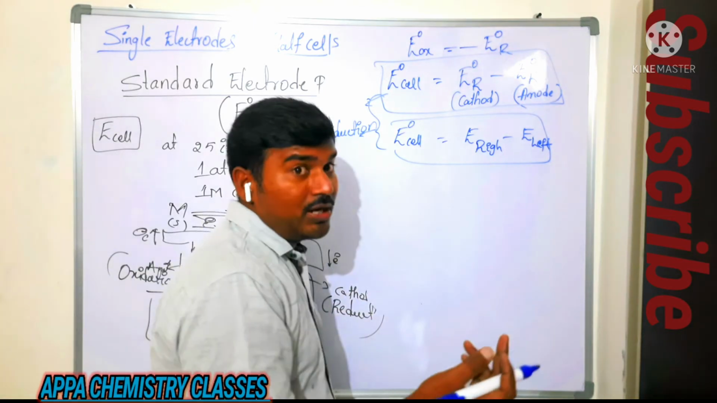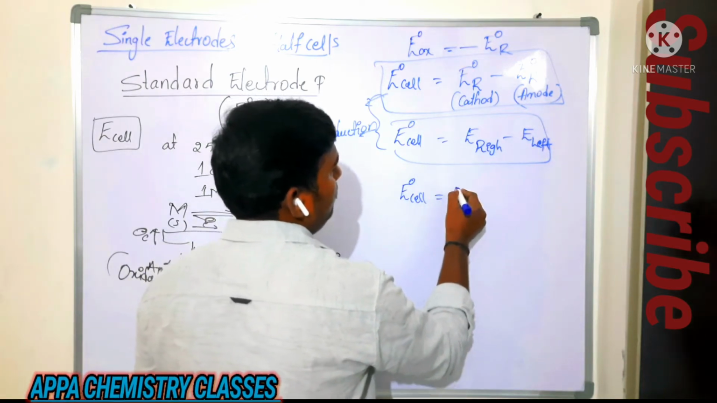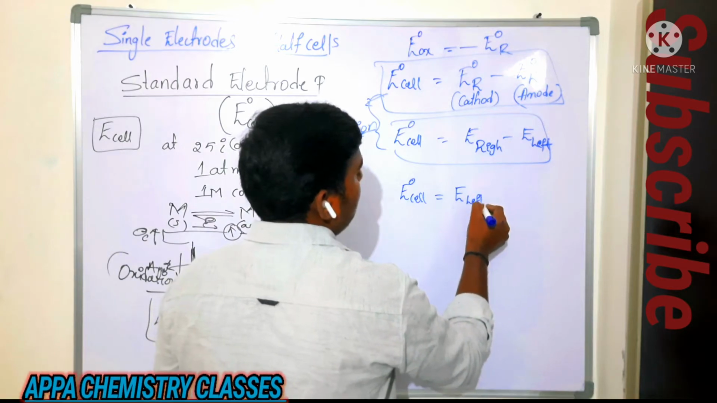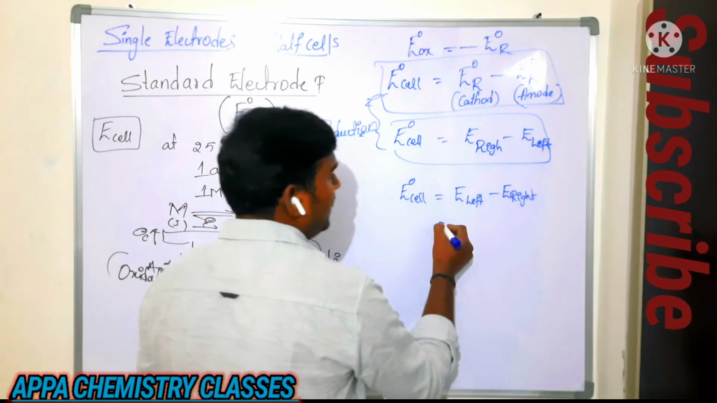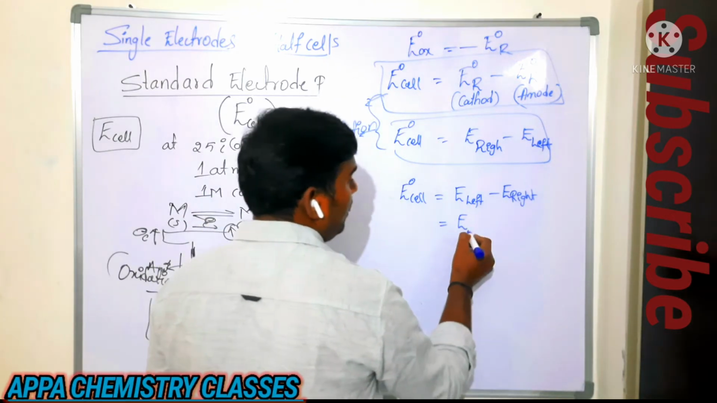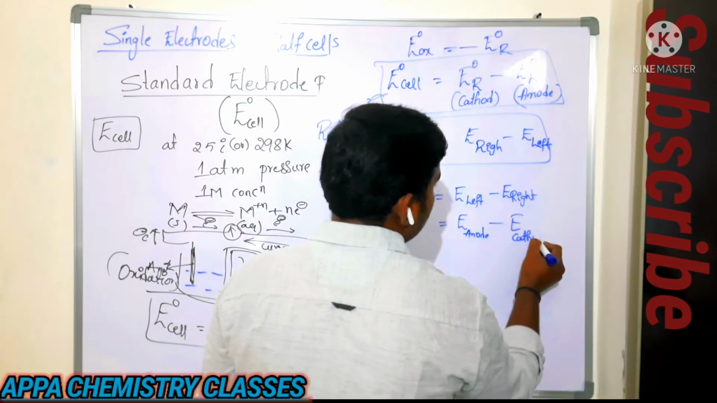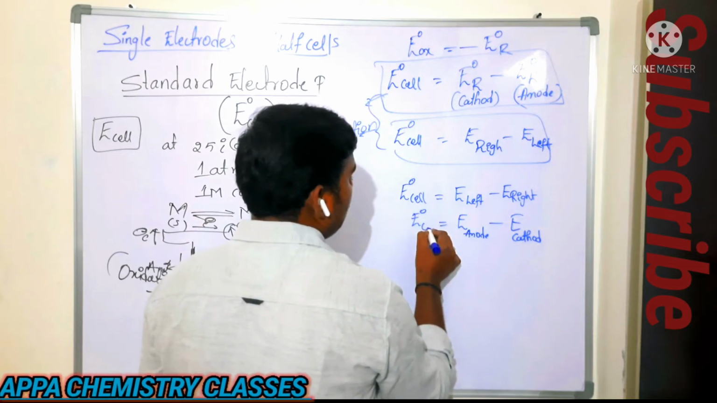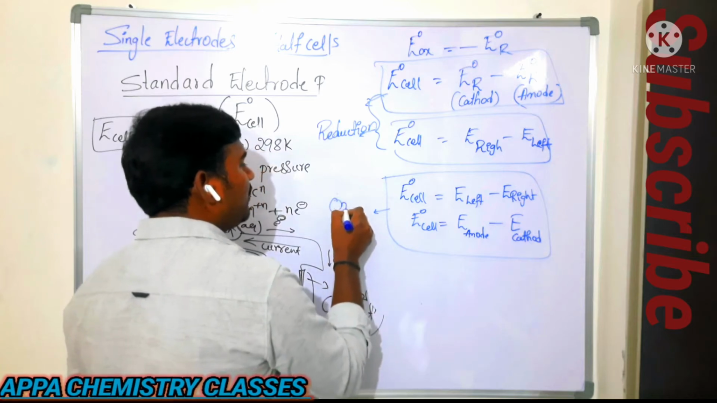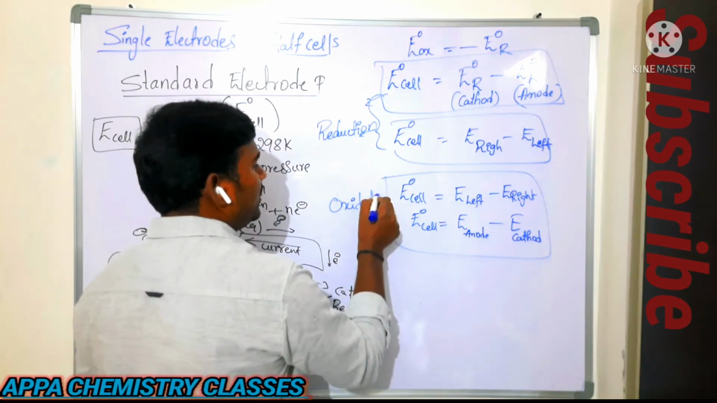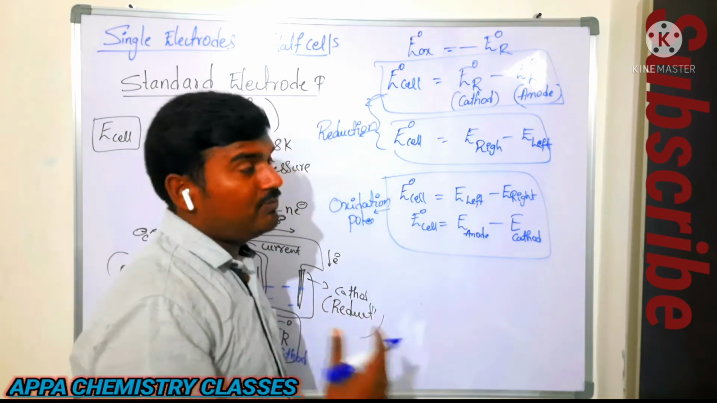If they are asking to calculate in terms of oxidation potential, then E0 cell is equal to E left minus E right. The left side is the anode, so it is the anode electrode potential minus the cathode electrode potential. So it gives you the standard electrode potential. We consider this one when they give the oxidation potential. Is that clear? So that is most important to consider.